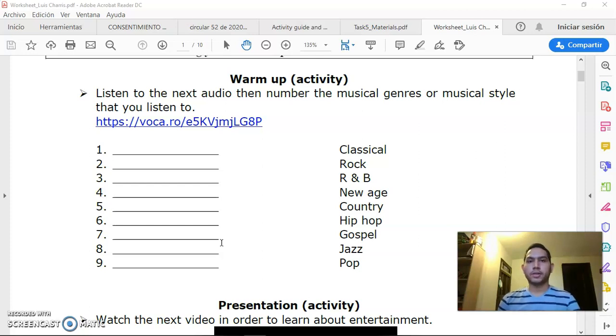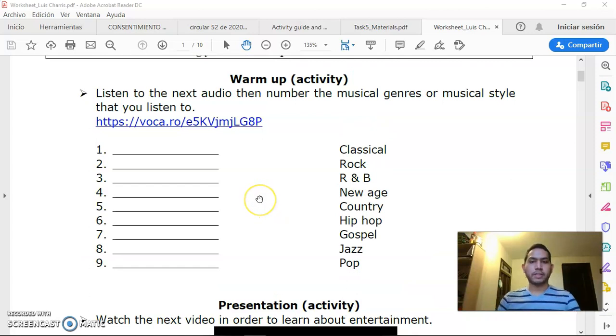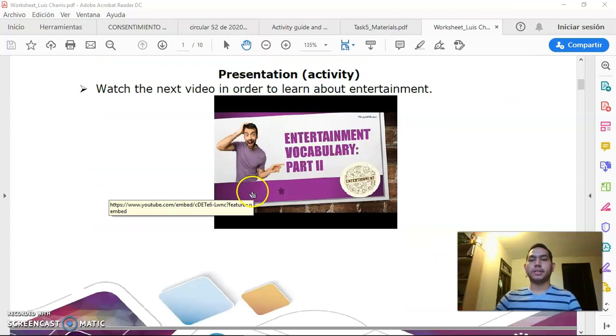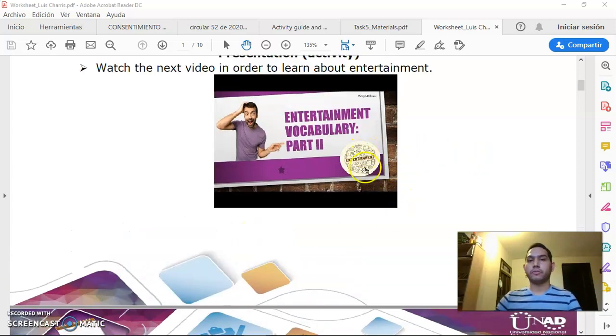Today I'm going to explain to you how to develop the lesson plans from the course Teaching English to Adolescents and Adults. Okay, so the first part is the warm-up activity in which the students are going to listen to an audio and then they're going to write what are the musical styles or musical genres that they have listened to. Okay. After that, we're going to the presentation activity in which they're going to be introduced to the vocabulary of entertainment through a video.